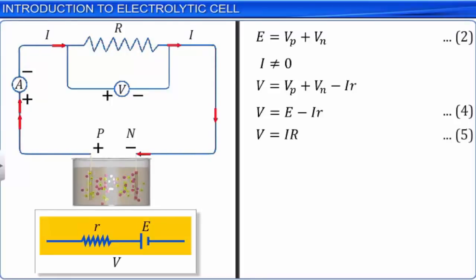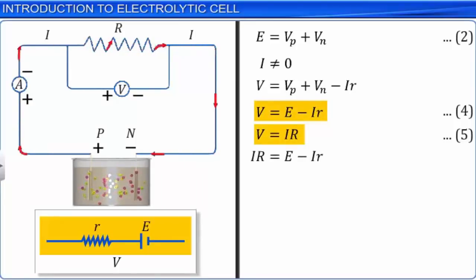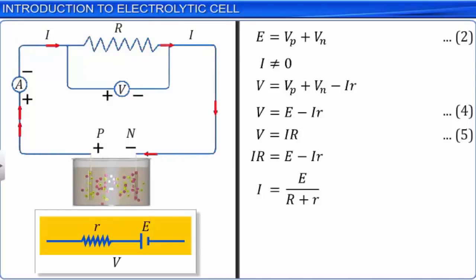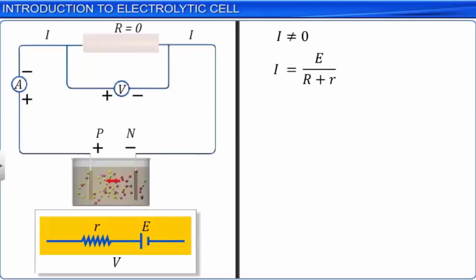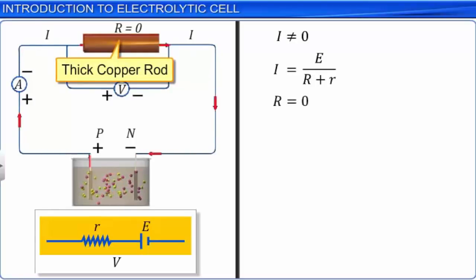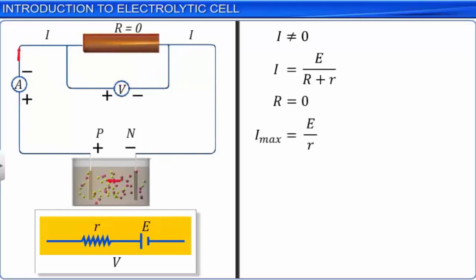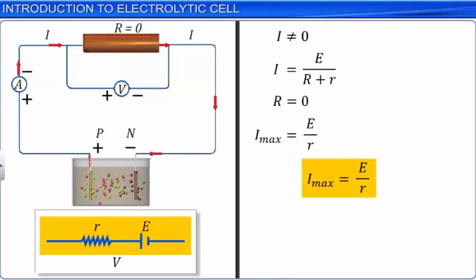Combining equations 4 and 5, we get I into R is equal to E minus I into r. On rearranging the terms in this equation and simplifying, we get I is equal to E divided by R plus r. The maximum current that the cell can provide is when R is equal to 0. Then we have I maximum is equal to E divided by r. To avoid permanent damage to the cell, the maximum current allowed is far less than the value calculated using this formula.